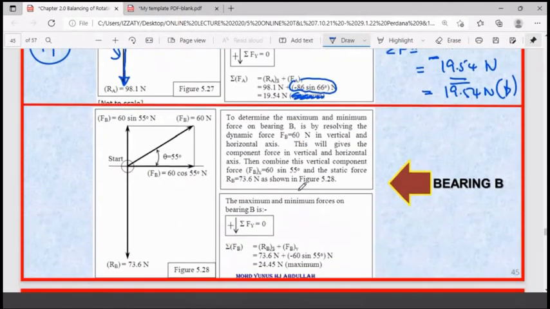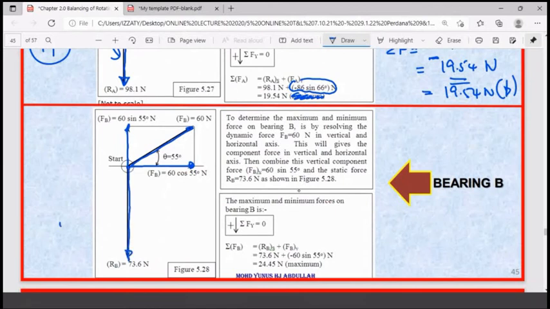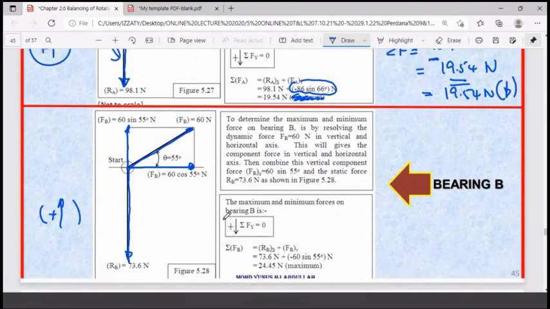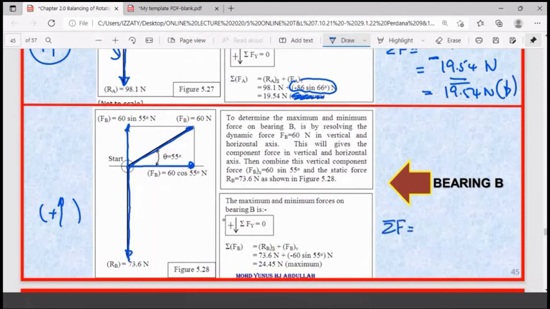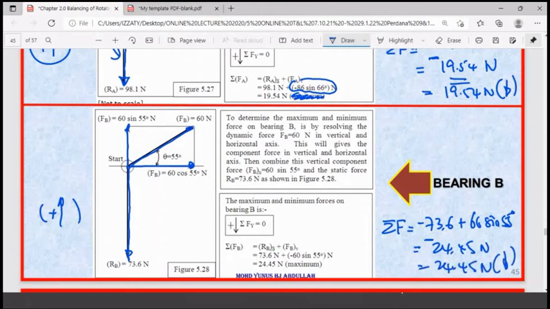You go back to this one, same thing. This one you resolve into x and y. Then you add up together in vectors for the statics. Supposing you are going to use another boundary condition, saying that any force pointing upward is positive, you'll be getting the summation of force equal to this one, 73.6 plus this one, 66 sine 55. You'll be getting the same result, 24.45 negative, equal to 24.45 pointing downward. Whether it's maximum or minimum, it doesn't matter where your boundary condition is. But of course, you have to make the boundary condition the same for both. Don't do one pointing upward and the other pointing downward. It is not correct. You have to select one boundary condition for both.